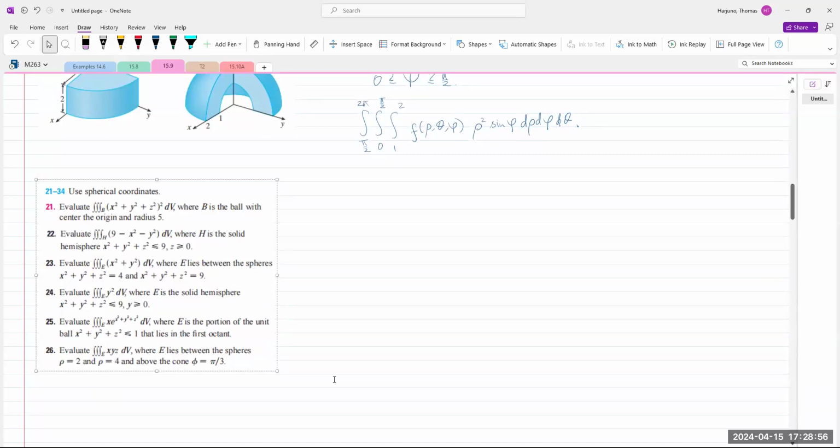Let's see number 22. Evaluate these triple integrals of 9 minus x squared minus y squared dV, where H is the solid hemisphere x squared plus y squared plus z squared less than or equal to 9, and z is non-negative.